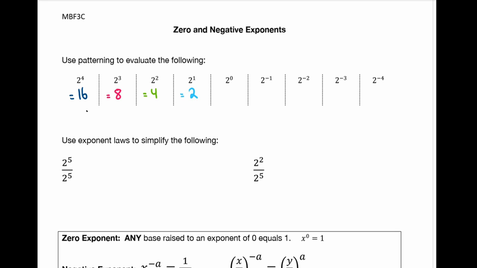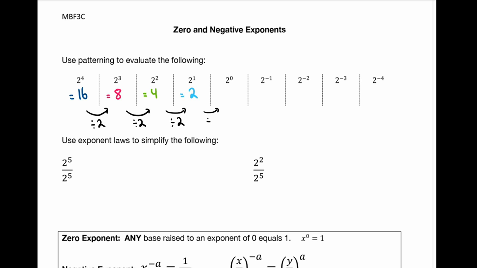out. If I go from 16 to 8, I've decreased my exponent by 1, and the relationship is that I've divided by 2. If I go from 8 to 4, I've decreased my exponent by 1 again, I've divided by 2 again. And we can see that every time we decrease an exponent, we're dividing by 2. And again, this is just the case because our base is 2, so we're dividing by 2 every time.